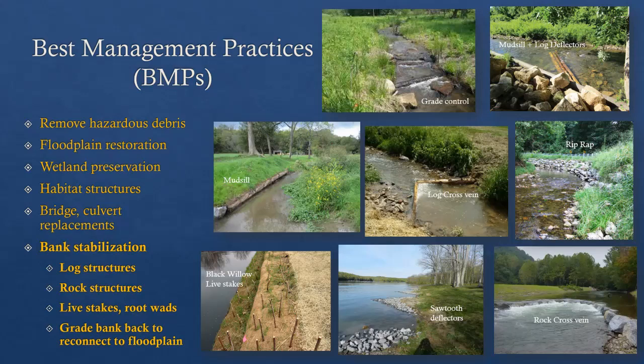Live stakes is something that we can put into our stream banks, and those are basically cuttings from certain species. When you put them in the ground, they'll start forming roots again, and so it's actually a free source of trees. If you can identify them in the wild, cut them, put them on your stream banks, and they'll regrow. We can get a little bit more into that later in the presentation as well.